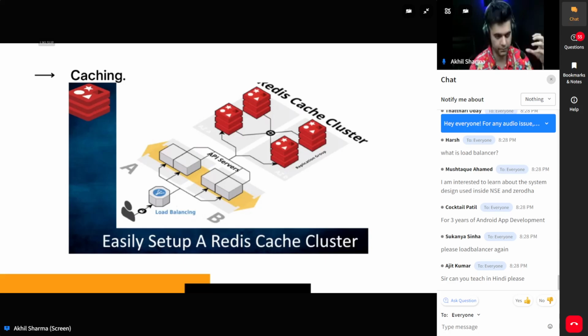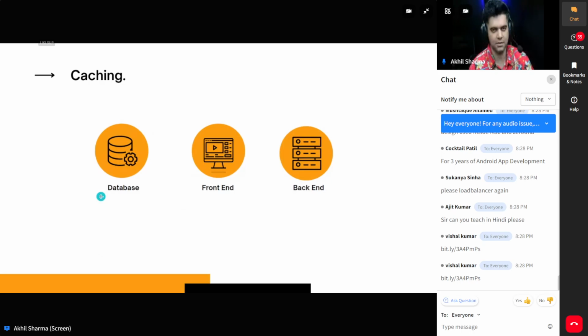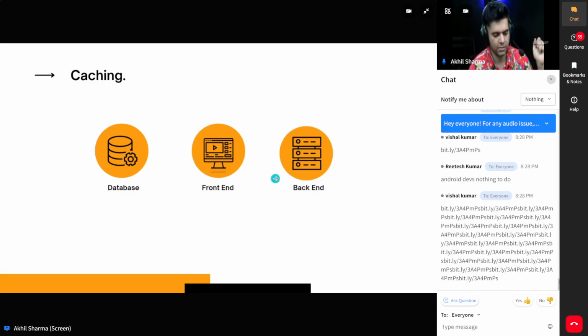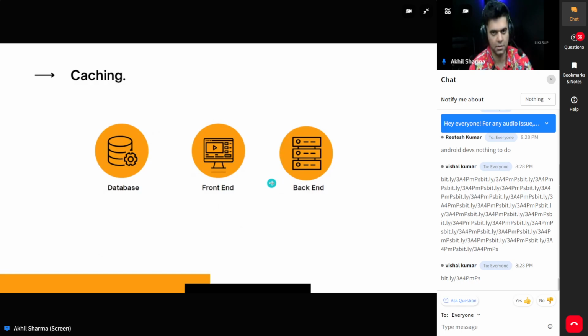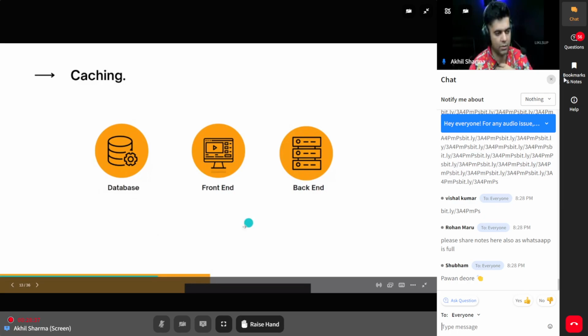Hope that's clear. So there are three places where you can use the cache: database, front end, and back end. In case your front end server makes a lot of requests to the back end server, put a cache here so that your front end doesn't have to always call the back end, and takes the information from the cache. The back end server doesn't have to always make a request to the database. It can always make a request to the cache instead. So that's the three places you can use the cache.